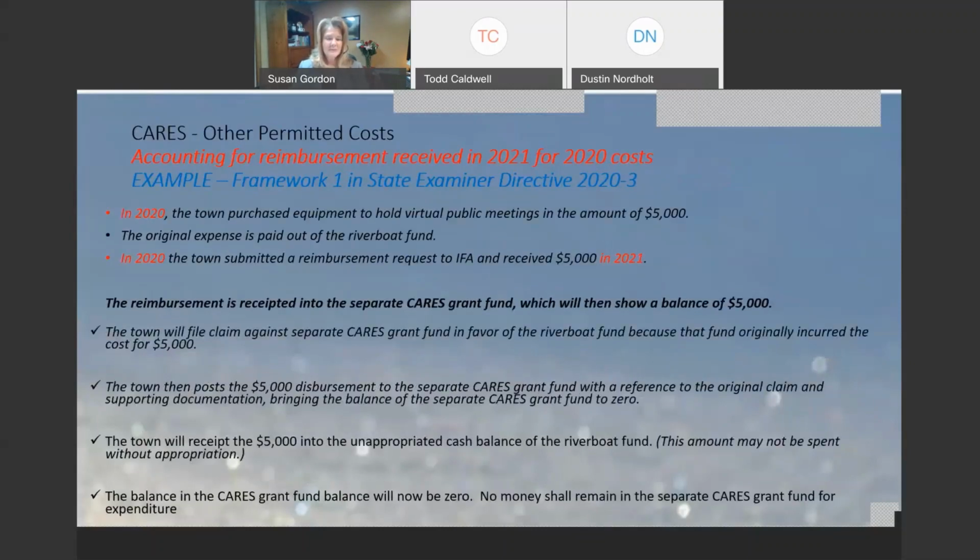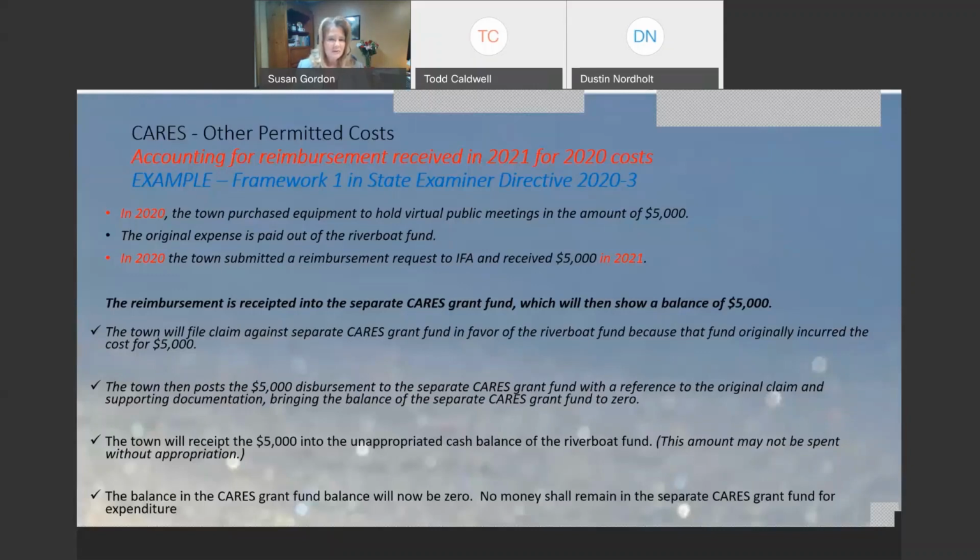So we'll go through an example. I have a couple of examples depending on the framework that was used per 2020-3. So let's say in 2020, the town purchased equipment to hold virtual public meetings in the amount of $5,000. The original expense is paid out of the Riverboat Fund. In 2020, the town submitted a reimbursement request to IFA, and they received their $5,000 in 2021.